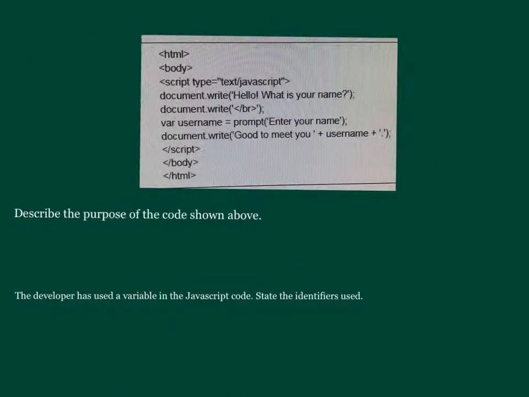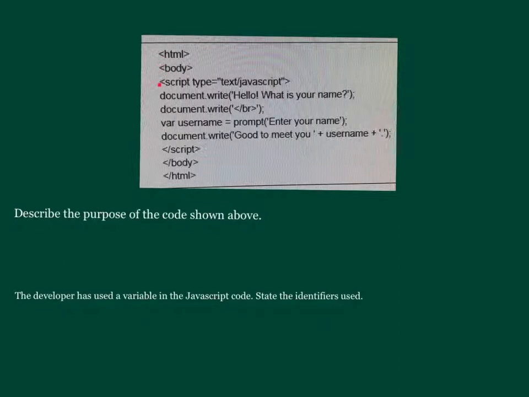So here's a simplified exam style question. So you're given the JavaScript and some HTML, there's maybe a context around it. Okay, and then what you may be asked in an exam, and this is paper 1, is to describe the purpose of the code shown above. So let's just kind of walk through this.